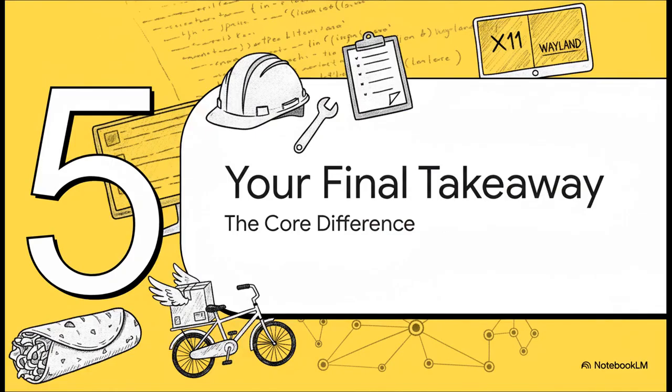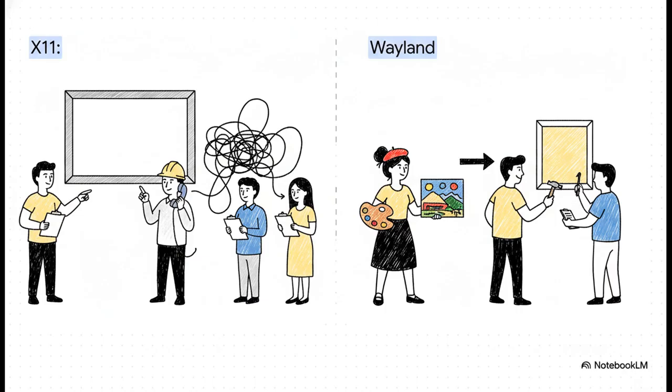Okay, so we've covered contractors, couriers, and burritos. But if you remember just one thing from this whole explainer, let it be this core difference. This is it. This is the whole thing in a nutshell. X11 is like hiring a contractor who has to call 3 different people just to get approval to hang a single picture. Wayland is you painting that picture yourself and just handing it to the guy whose only job is to put it up on the wall. Simple, powerful, and a whole lot more efficient.